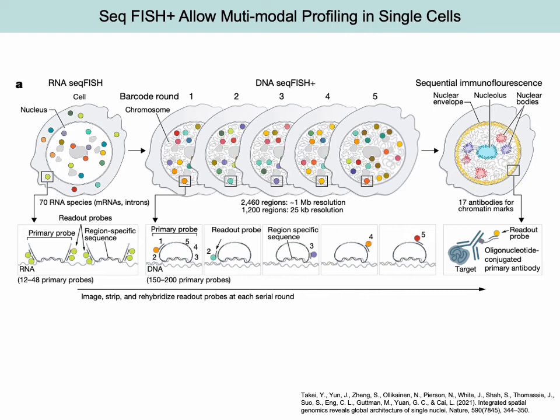Then in each chromosome we can target about 60 regions, 25 kilobases apart. So this is much higher resolution within each chromosome. And after all this is done, we can do immunofluorescence with about 17 antibodies for different epigenetic marks, as well as nuclear body marks, in the same cell. So this way we can integrate all of these together, instead of doing RNA-seq, DNA-seq, or DNA FISH on certain epigenetic marks separately.